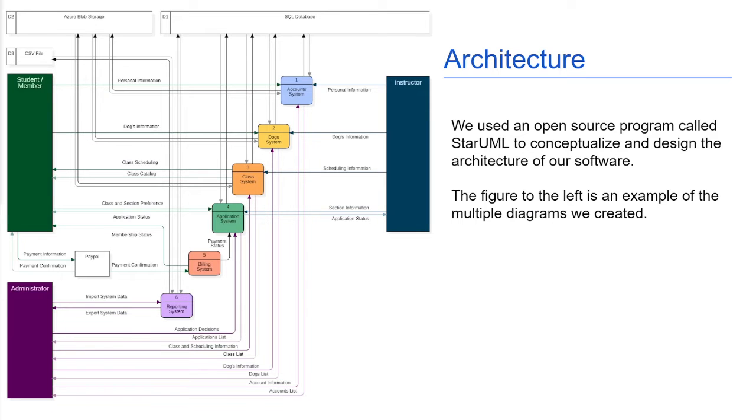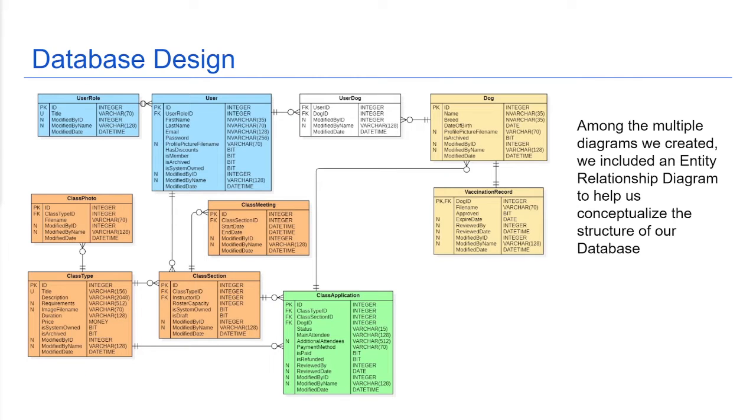One of the first things we had to do was coming up with a conceptual design of our solution to our client's requirements, and for this we created multiple kinds of diagrams such as use case diagrams, data flow diagrams, and more. The figure to the left is an example of the multiple diagrams we created. Here's the current version of our entity relationship diagram. Figuring out how to organize our data has been an ongoing process throughout the project.